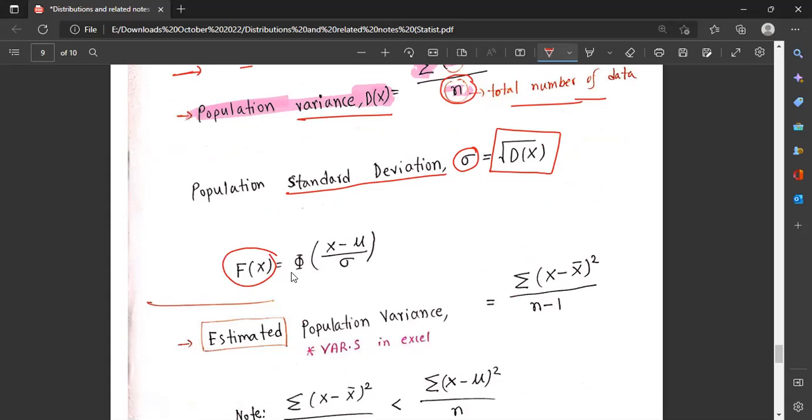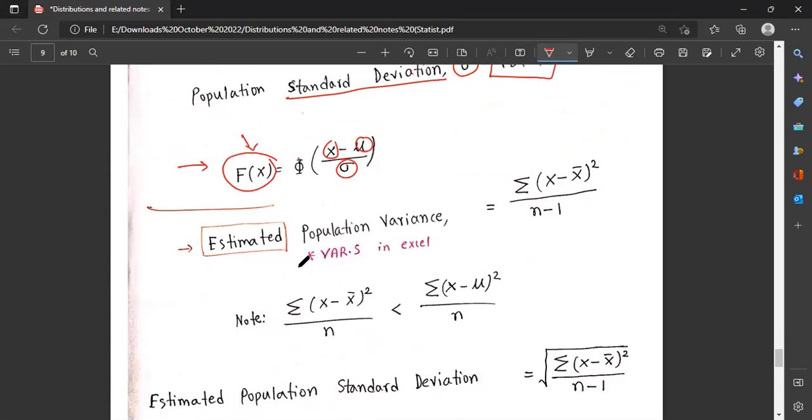And here f of x equals phi of (x minus mu) by sigma. So sometimes we will also find f of x. It is to convert it to a standard form, okay, standard form. We will have a look at them in the homework part.